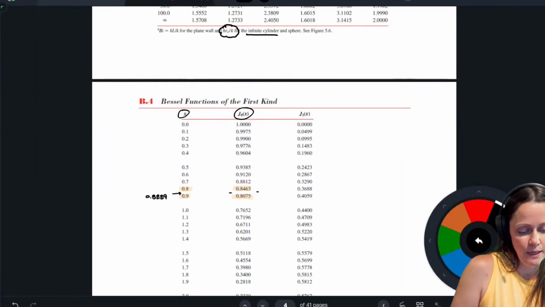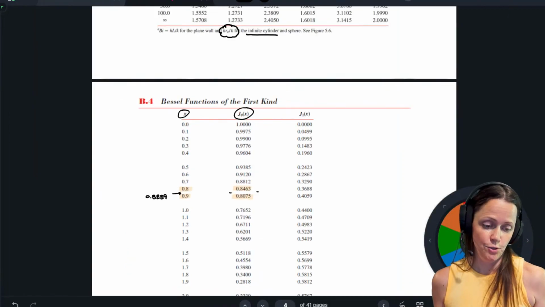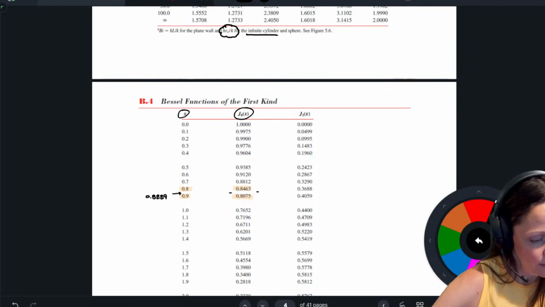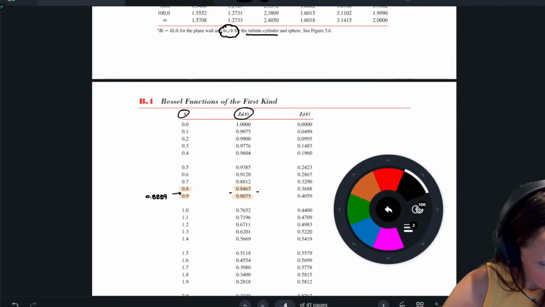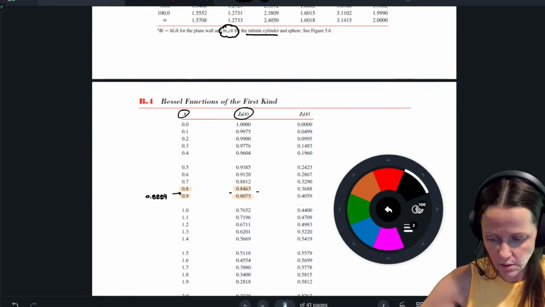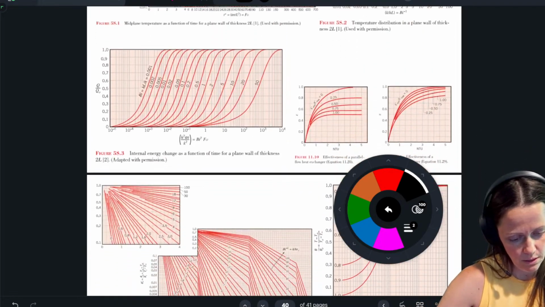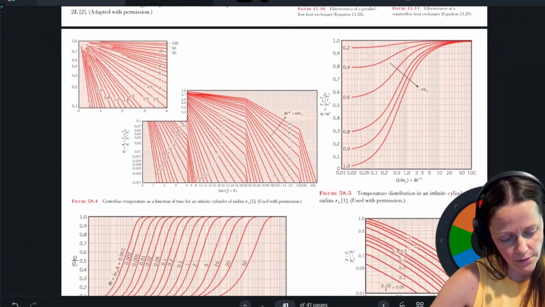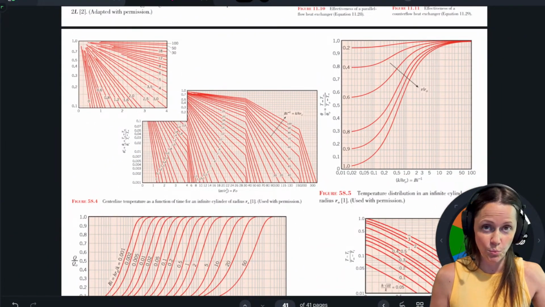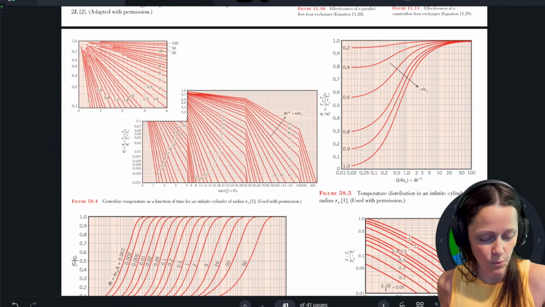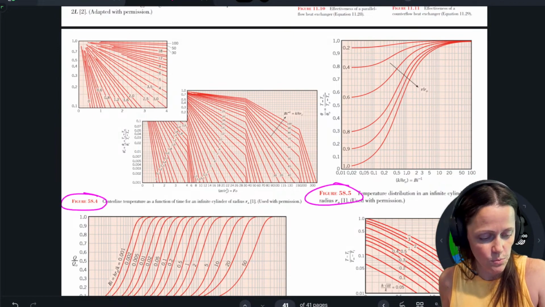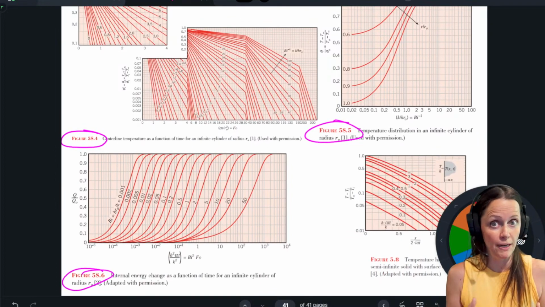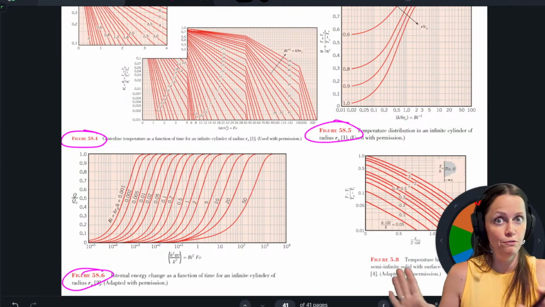Okay. So I'm going to go look at my Heisler charts, and it's going to be on the very last page. Okay, perfect. All right, so it's the very last page. That's the one with the cylindrical coordinates. And so the ones that we'll use are just this one and this one. And that last one at the very bottom left-hand corner we'll use on the very last problem.